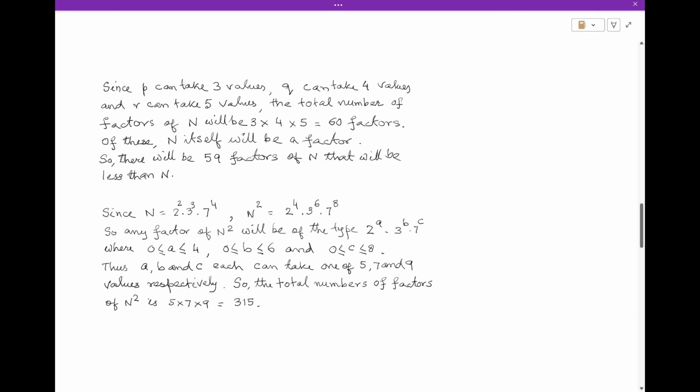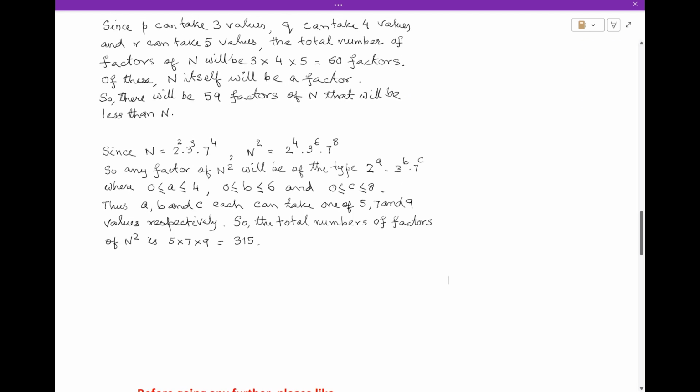Since p can take 3 values, q can take 4 values and r can take 5 values, the total number of factors of n will be 3 multiplied by 4 multiplied by 5, that is equal to 60 factors. Of these, n itself will be a factor. So there will be 59 factors of n that will be less than n.